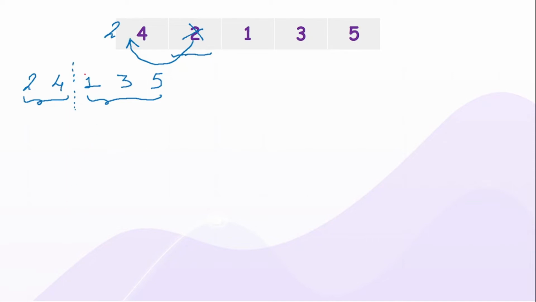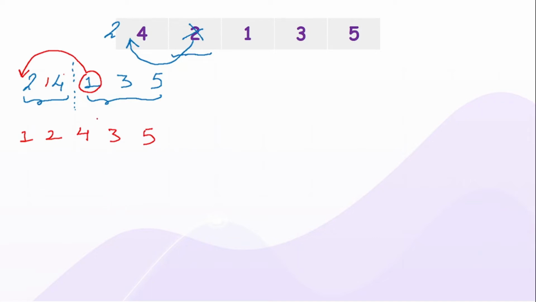So now what we'll do is we'll take the third element in the list, in this case it's 1, and I'll compare this 1 with the number present towards its left. So I'll compare 1 with 4. Since 1 is smaller than 4, I'll further compare 1 with the number present left of 4. And again 1 is smaller than 2 as well. So what I'll do is I'll insert 1 before 2. So now the list will become 1, 2, 4, 3 and 5.